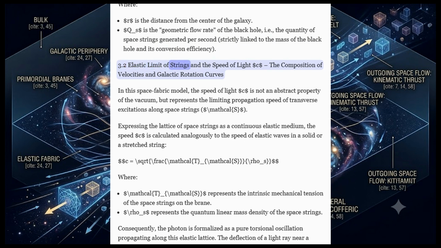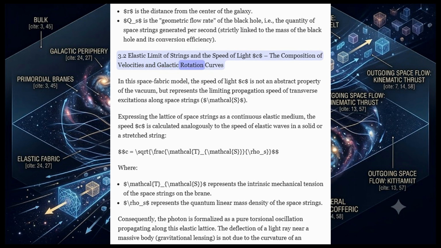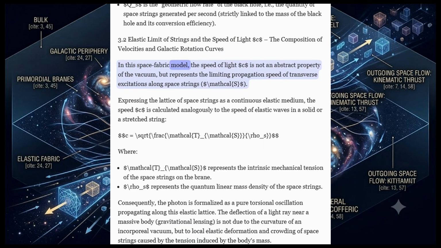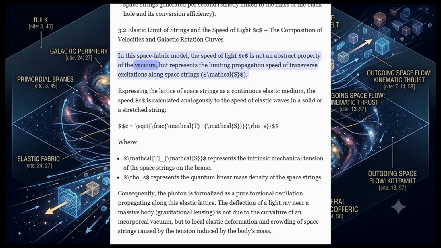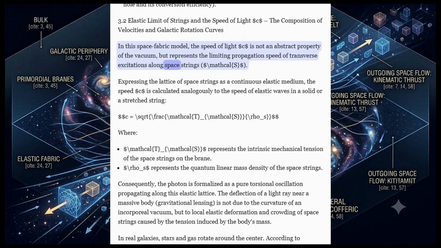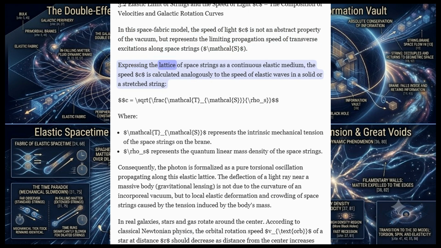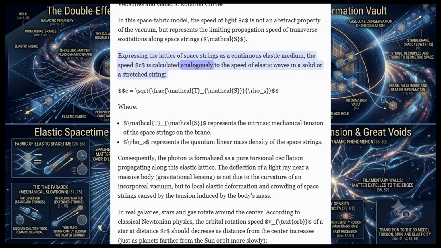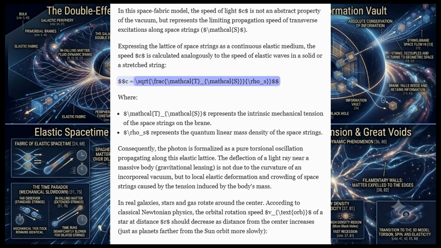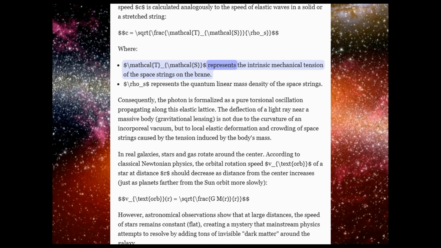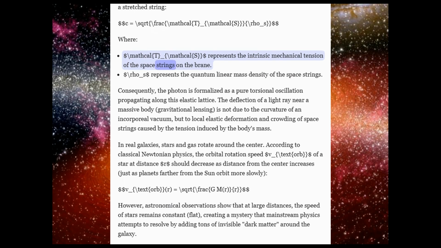3.2 Elastic limit of strings and the speed of light c, the composition of velocities and galactic rotation curves. In this space fabric model, the speed of light c is not an abstract property of the vacuum, but represents the limiting propagation speed of transverse excitations along space strings. Expressing the lattice of space strings as a continuous elastic medium, the speed is calculated analogously to the speed of elastic waves in a solid or a stretched string, where T represents the intrinsic mechanical tension of the space strings on the brane.